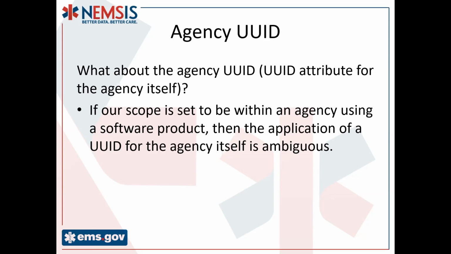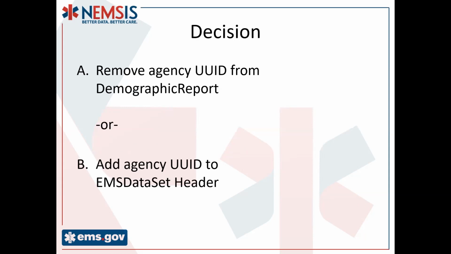So here are some considerations. Here's the decision that we're going to vote on today after we go through some more discussion. Do we remove the agency UUID from the demographic report, or do we add it to the EMS dataset header? So it's in neither place, or it's in both places. Unless we hear otherwise this morning, those are the two options that we think we need to consider.